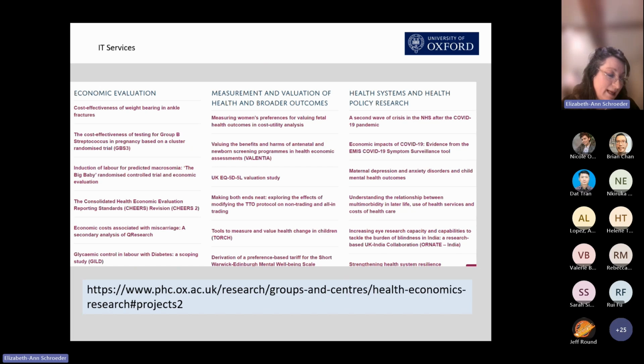But as with many health economics policy groups, we undertake a broad range of analyses, mainly across 3 areas, which are economic and econometric techniques applied across health systems research, measurement and valuation of health outcomes, and economic evaluation.